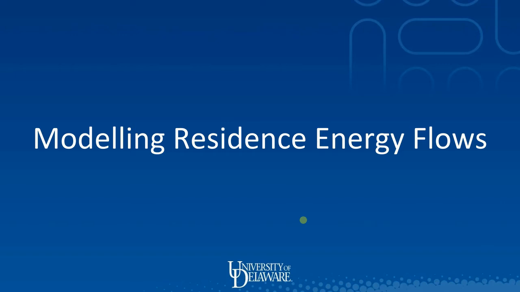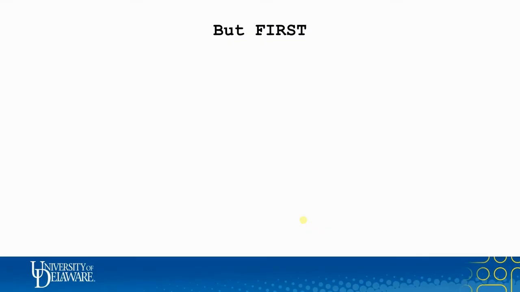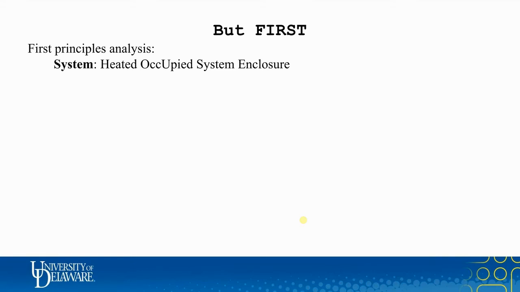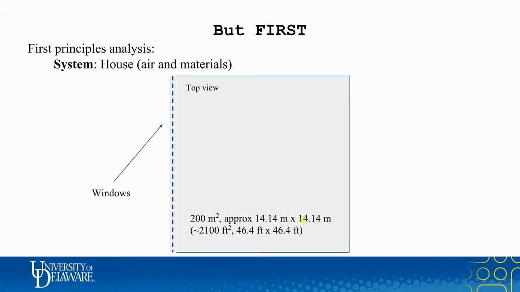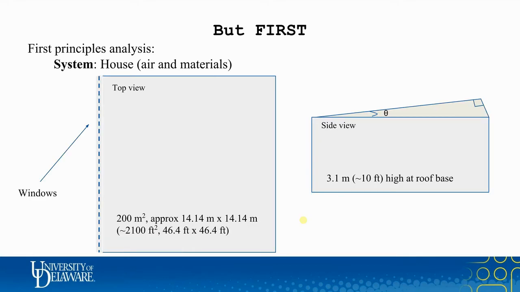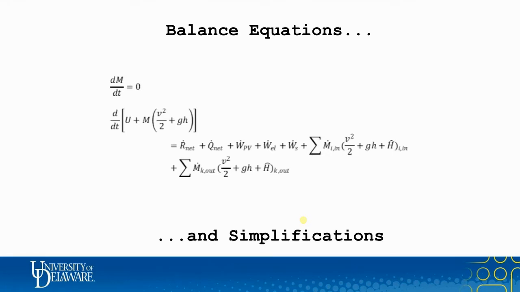In order to do this, we must first model the energy flows of the house. We shall do this for a heated, occupied system enclosure, or colloquially, a house. The house is shown here schematically, with windows making up one side, with one floor of approximately 200 square meters of area, and a roof at 3.1 meters off the ground, which is slanted at angle theta relative to the plane of the house. The balance equations which describe this system are given here.